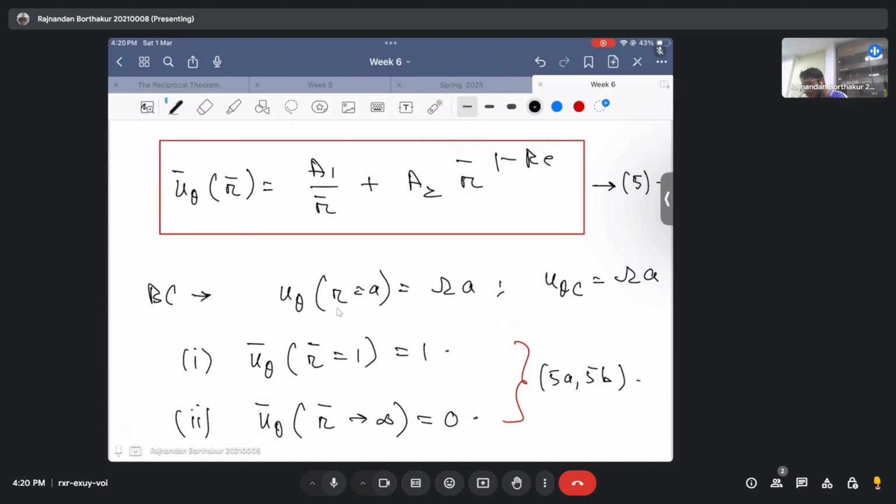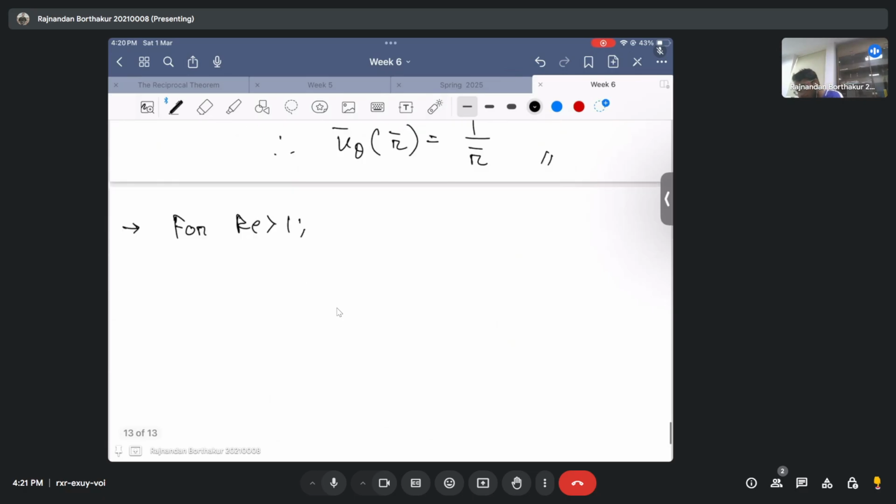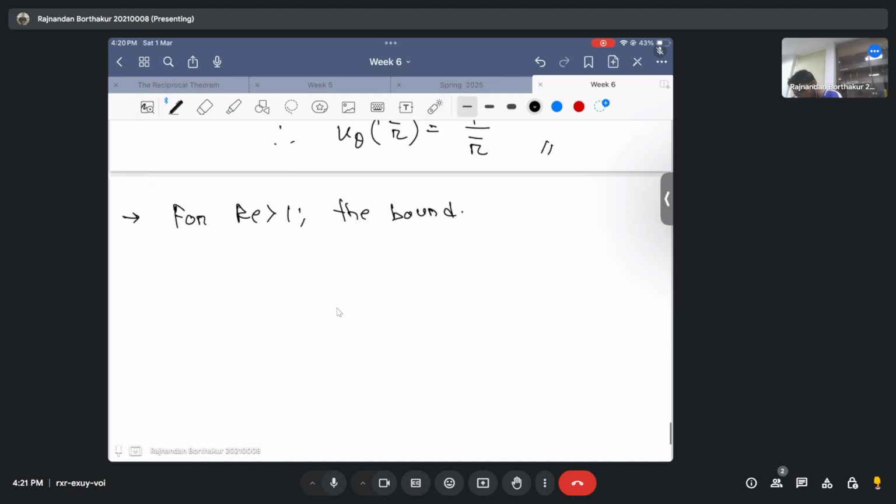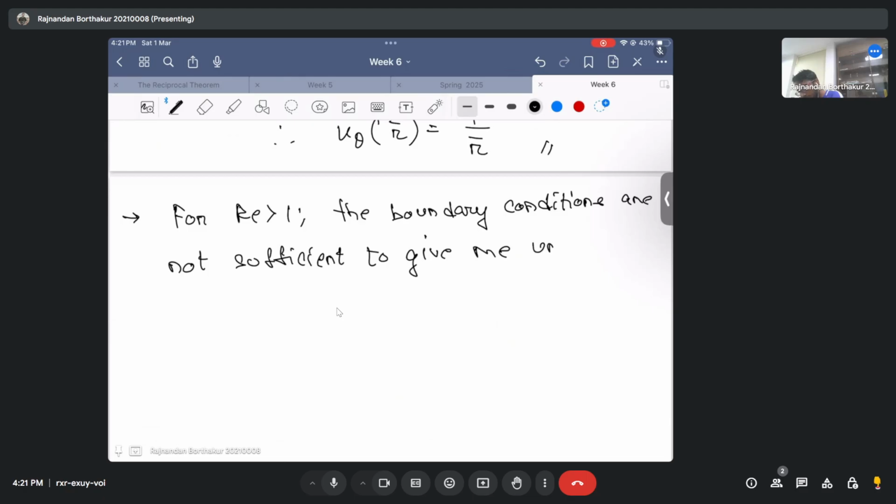So the bottom line is that for Reynolds number greater than 1, the boundary conditions are not sufficient to give me unique solutions. And I hope you can realize why the boundary conditions are not sufficient here.